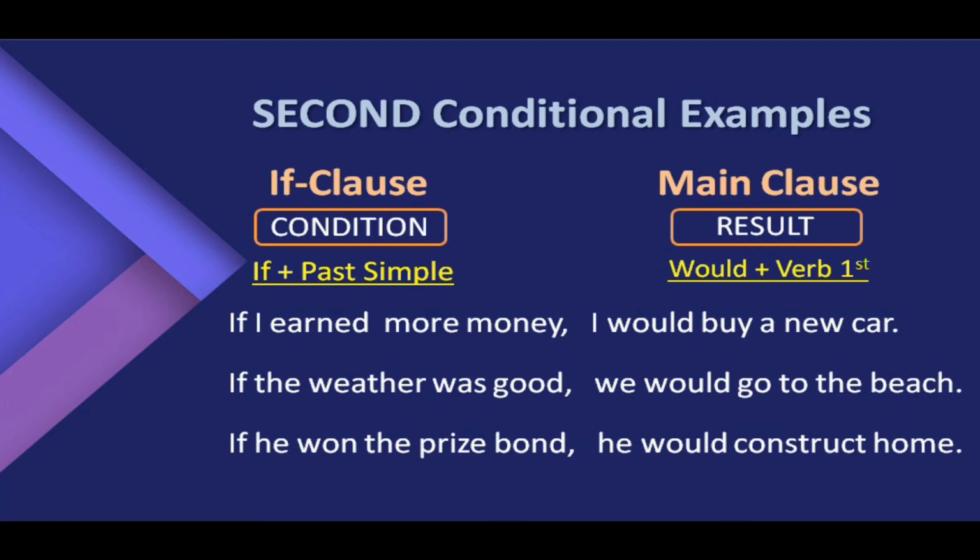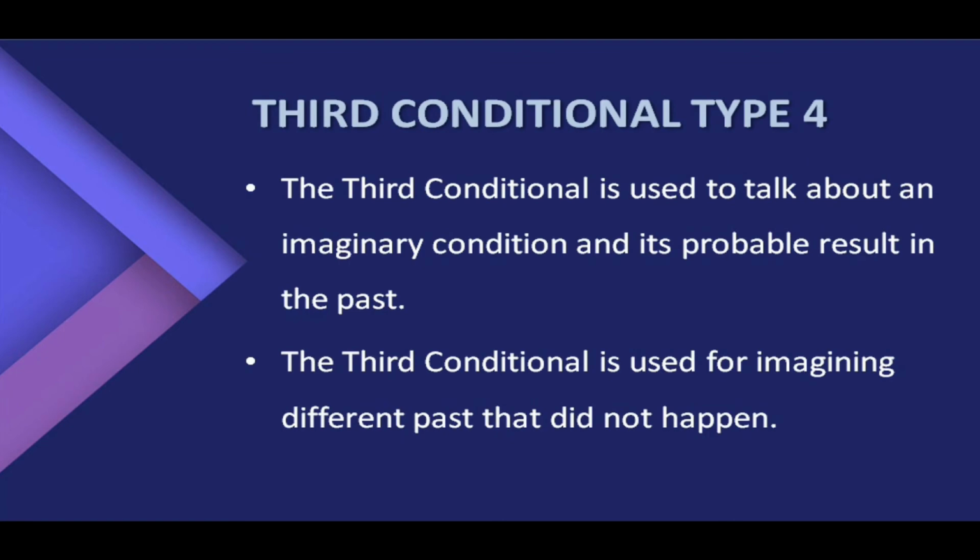All these sentences talk about hypothetical, unreal, unlikely situations in the present or in the future. Now, let's talk about third conditional, type 4. The third conditional is used to talk about an imaginary condition and its probable result in the past. The third conditional is used for imagining a different past that did not happen.